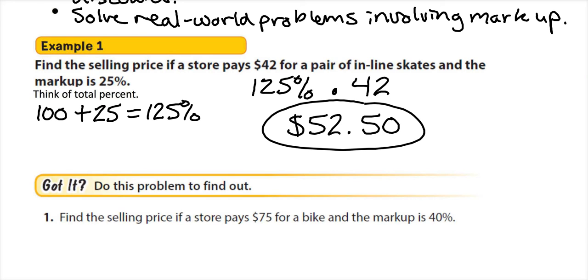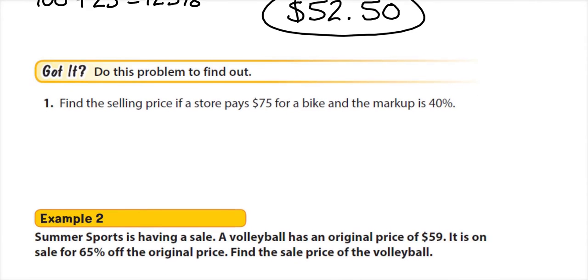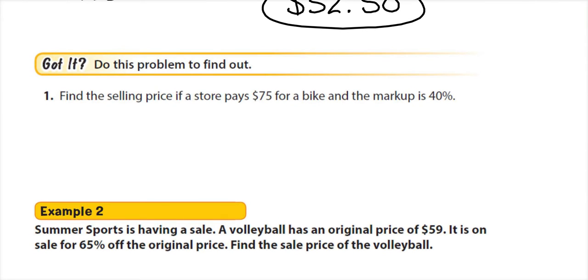All right. So let's try the next one. Go ahead and try the got it question by yourself. And let's take a look. It says, find the selling price if a store pays $75 for a bike and the markup is 40%. So again, I would have to pay 100% no matter what, but then the store is going to add on 40% because that's how much they want to make. So I'm actually getting charged 140% of that cost so that they make money too.